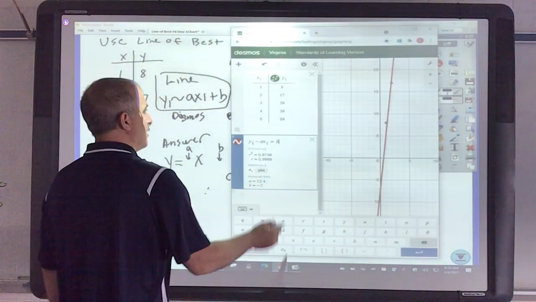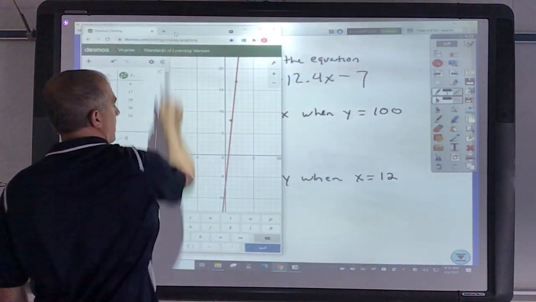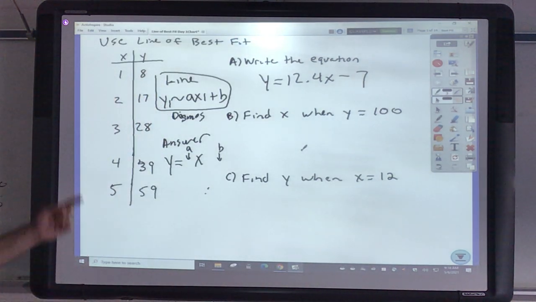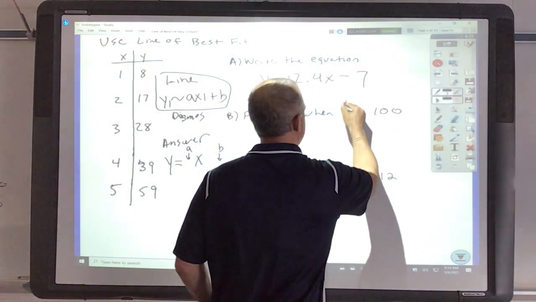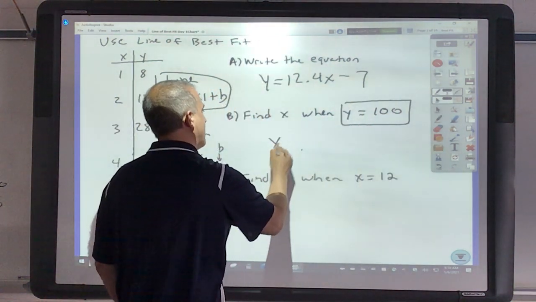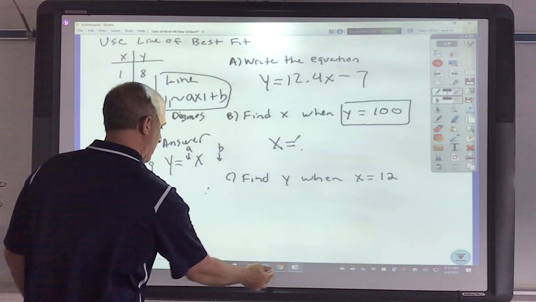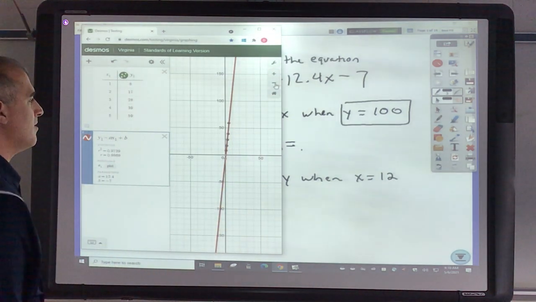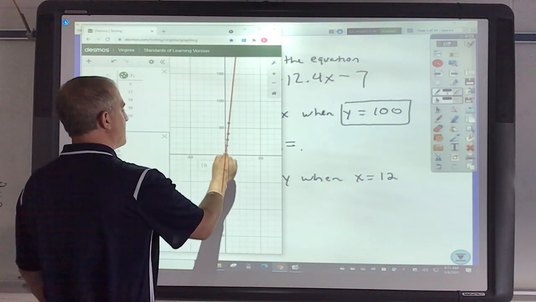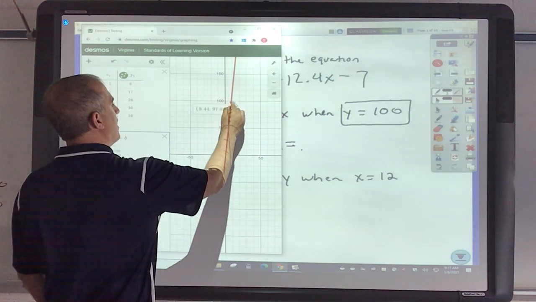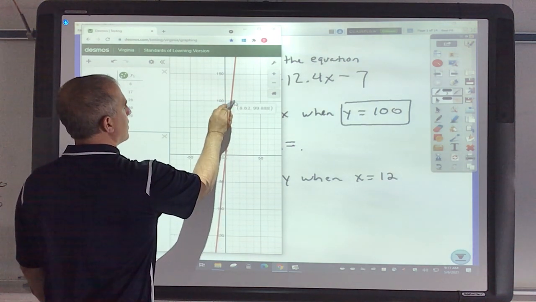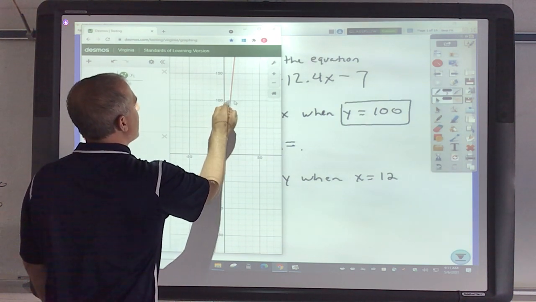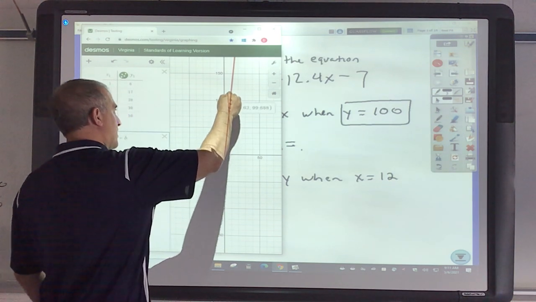Now what I want to do is read these values. This next part is the new part. It says find x when y is 100. So it's telling me y is 100, I want to find the x. I'm just going to zoom out a little bit, and I drag this thing until I get to y is 100. All right, getting close. Yep, so about right there, and x is about 8.63.